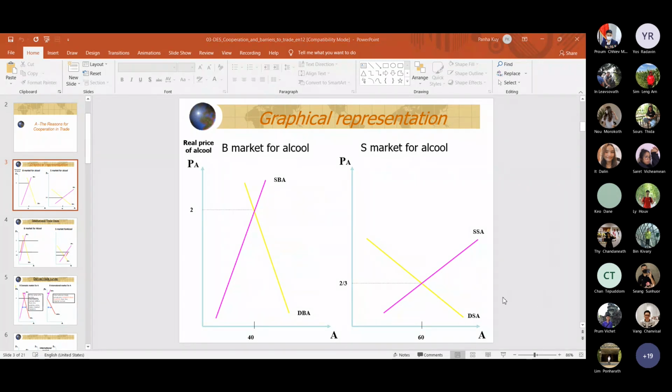This one is also the same. This one is in the B market, and this one is in the S market. Maybe this one is in Brazil and this one is in South Korea, for example, and the price of the alcohol here is a little bit higher compared to the price of the alcohol domestically when they do not have trade together. This is understandable, right?